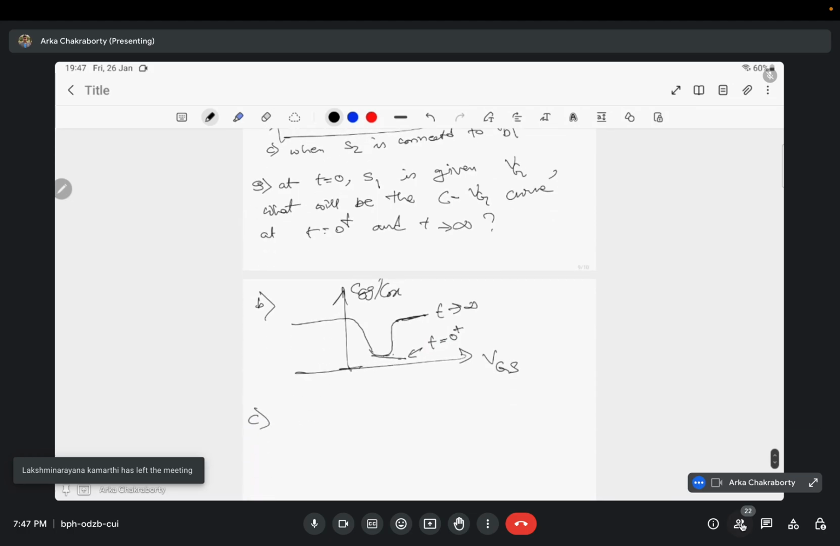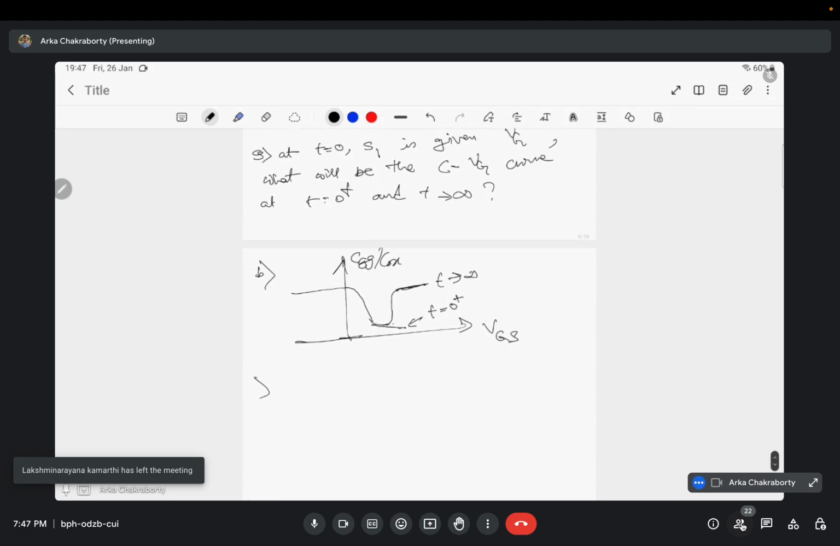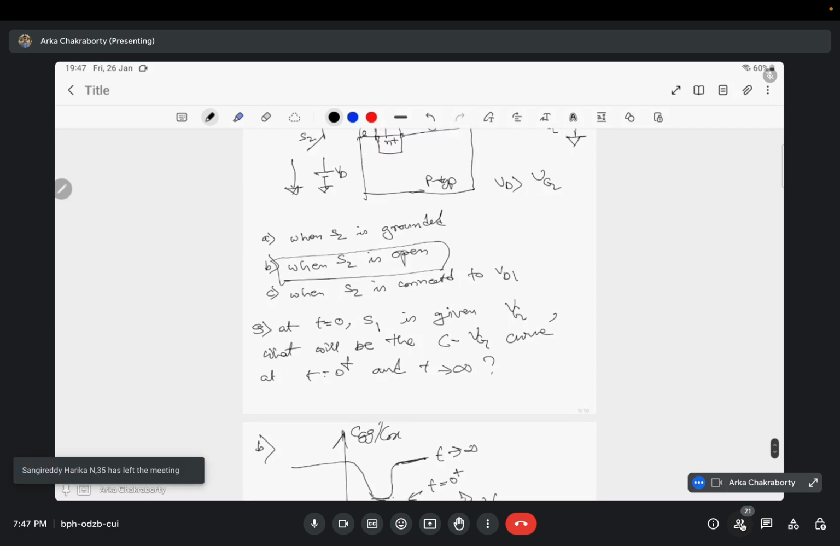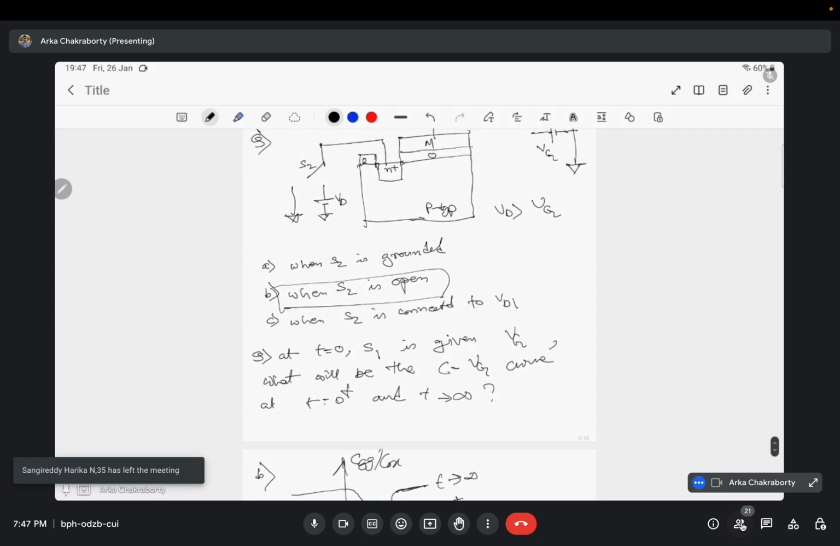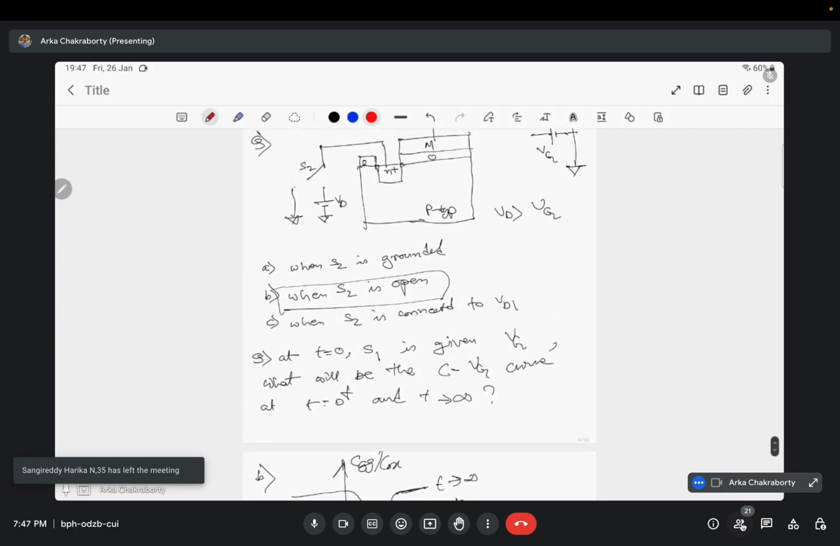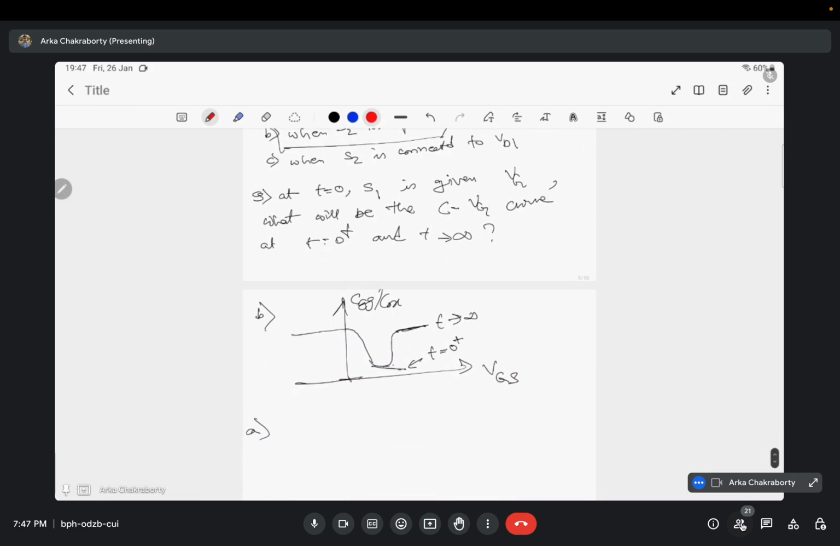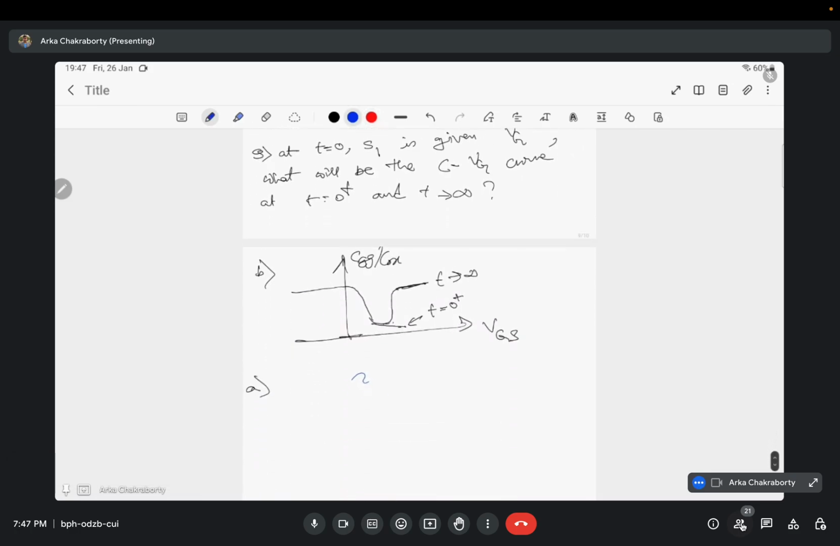So now let me go to condition number A. What is condition number A? When S2 is grounded. See what happens.